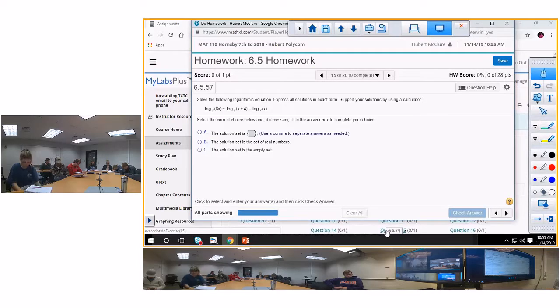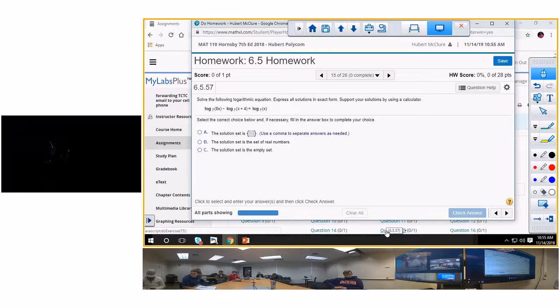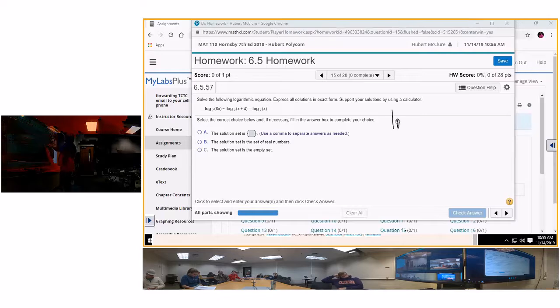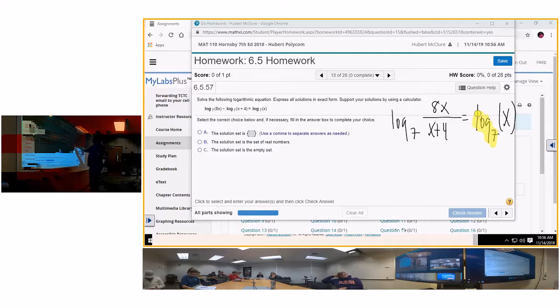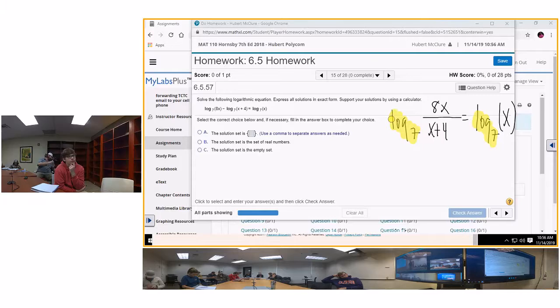Okay, now, this problem right here looks like almost the one we started with. Everything is to the same base, so I can rewrite the left side as what? Log base 7 of what? 8x divided by what? X plus 4. Is equal to log base 7 of x. And when you have the same bases and the same log, what can you do? Cross them out and set the x's equal to each other.